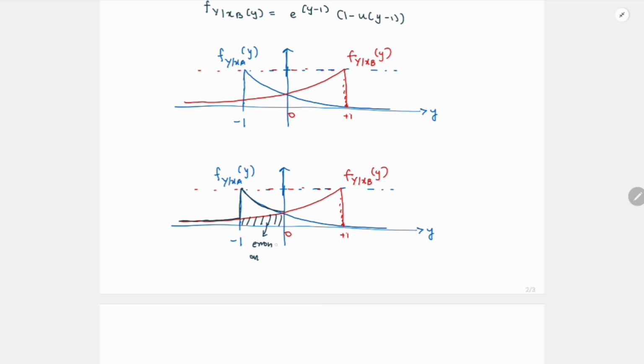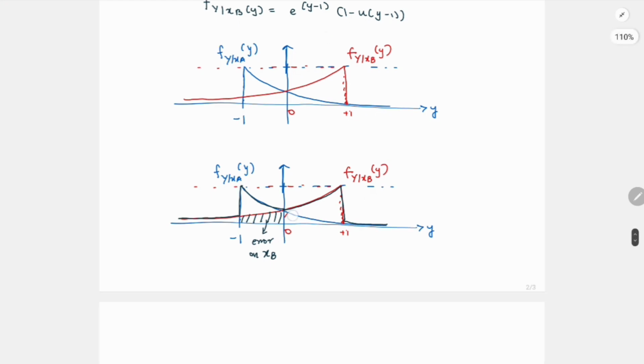Error on xb. Similarly, once it crosses 0, then your xb is greater, so you will be taking this as your output, and for greater than plus 1, anyway only one symbol is there, so it is going to be xa again. Again here, what is the error you make on xa? This one is the error you make on xa.